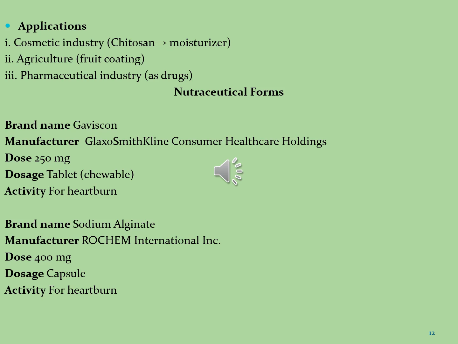The second product is sodium alginate. It is manufactured by Rocam International Nutraceuticals. We take its dose 400 mg per day. It is formulated in capsule dosage form and it can also be used for heartburn.